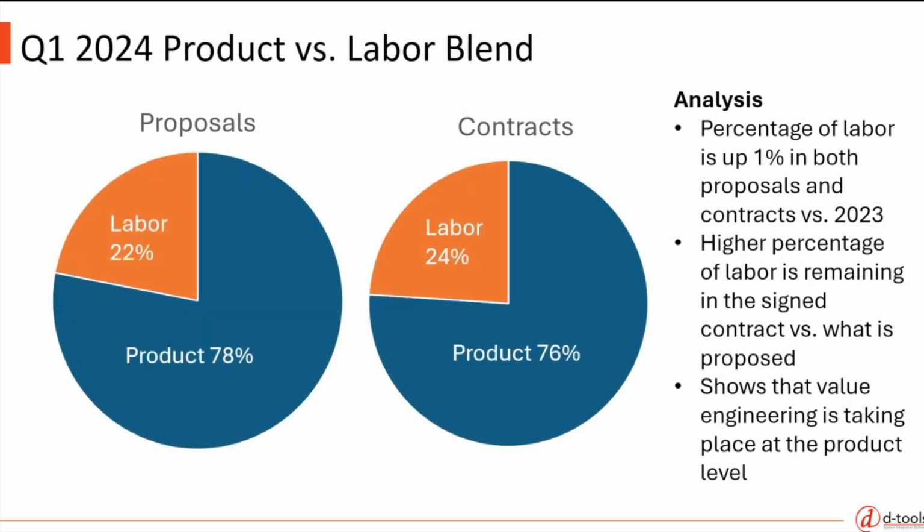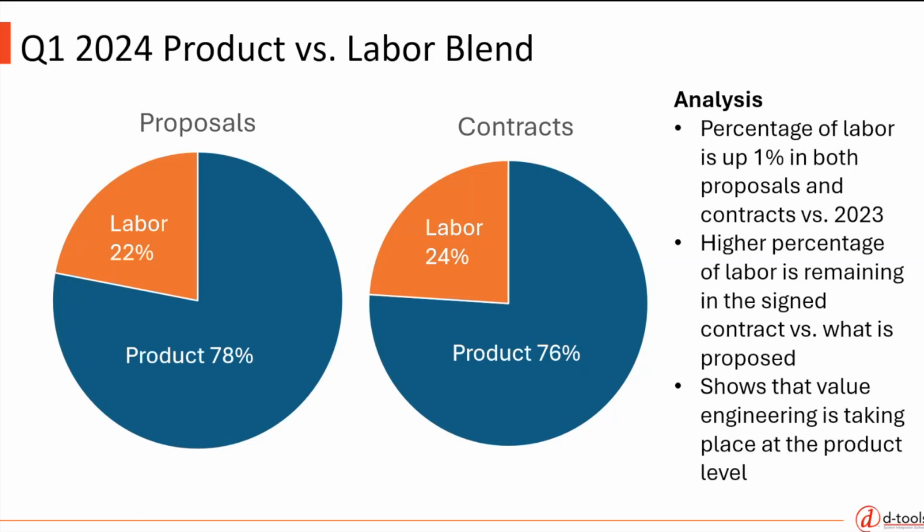All right, let's move on. One of the other pieces of data that we look at was the blend of product versus labor in terms of what's in the proposal and what's in the contract. So last year, for the full year, I don't have Q1, it was 77% product, 23% labor. So it's still right in that same line.